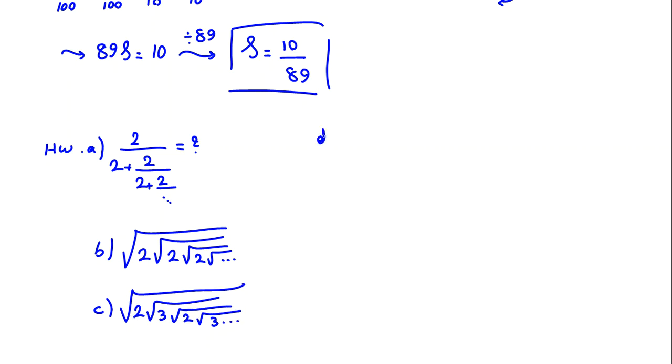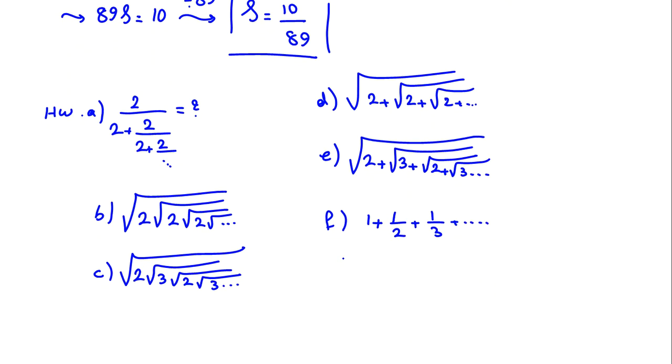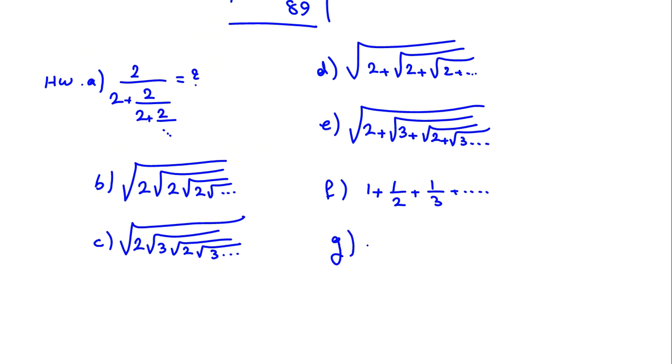Part D, square root of 2 plus square root of 2 plus square root of 2 and so on. Part E, square root of 2 plus square root of 3 plus square root of 2 plus square root of 3. And for example, part F, you can solve, find 1 plus 1 over 2 plus 1 over 3 and so on. Part G, you say absolute value of R less than 1, 1 plus R squared plus R cubed and so on is what?